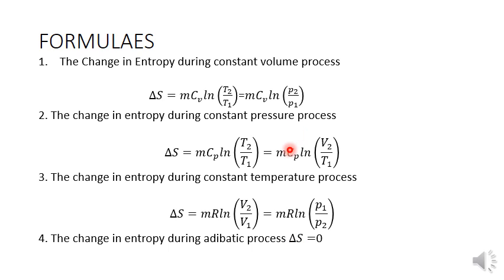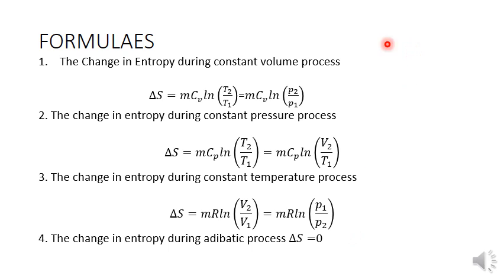So in the first two processes the TS diagram is a curve, and the change in entropy at constant pressure is greater than the change at constant volume. In the constant temperature process T1 equals T2 and it represents a horizontal line. In the adiabatic process no heat transfer takes place, so S1 is equal to S2 and it is represented as a vertical line. So this is all about the constant volume, constant pressure, constant temperature and adiabatic processes.